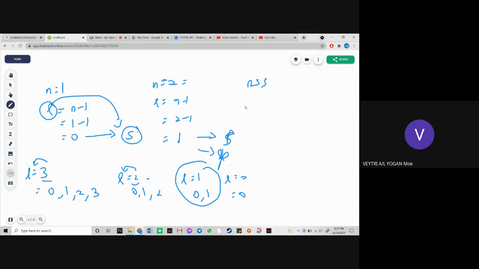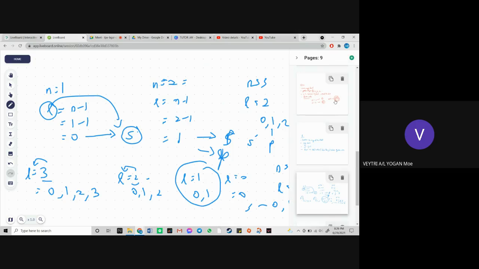Next, N equals 3. What will L be? 2. So if it is 2, it will be 0, 1, 2. 0 is S orbital, 1 is P orbital, 2 is D orbital. N equals 4, L will be 3. So it will be 0, 1, 2, 3. 0 will be S orbital, 1 will be P orbital, 2 will be D orbital, 3 will be F orbital. F orbital is not so significant for your syllabus, but just know that 3 is F orbital. Okay? Alright, that is what L means.